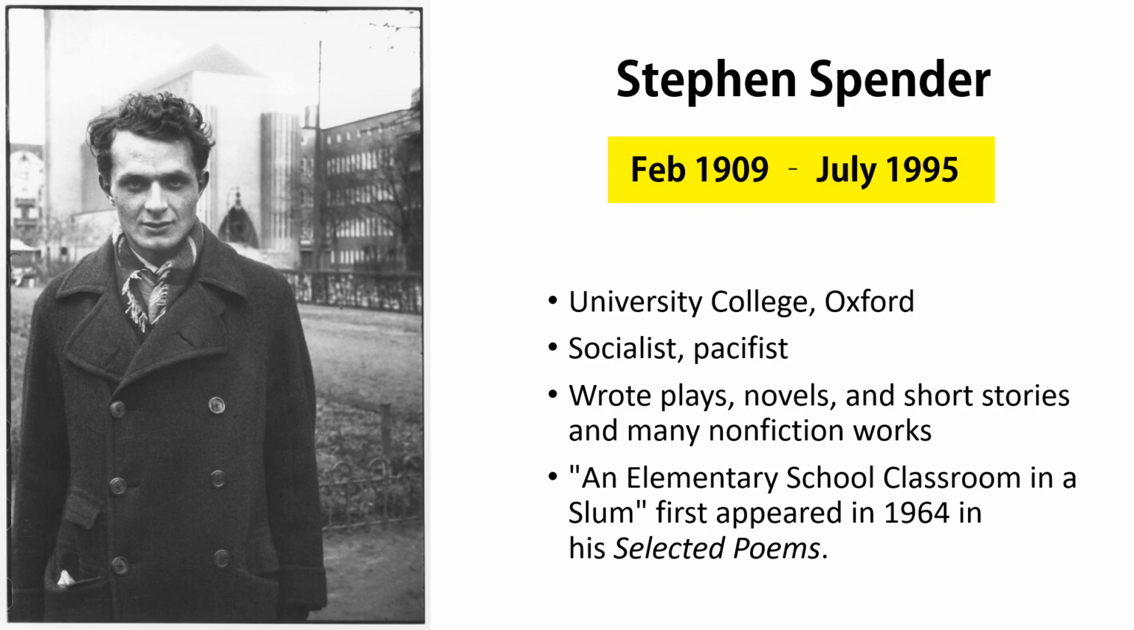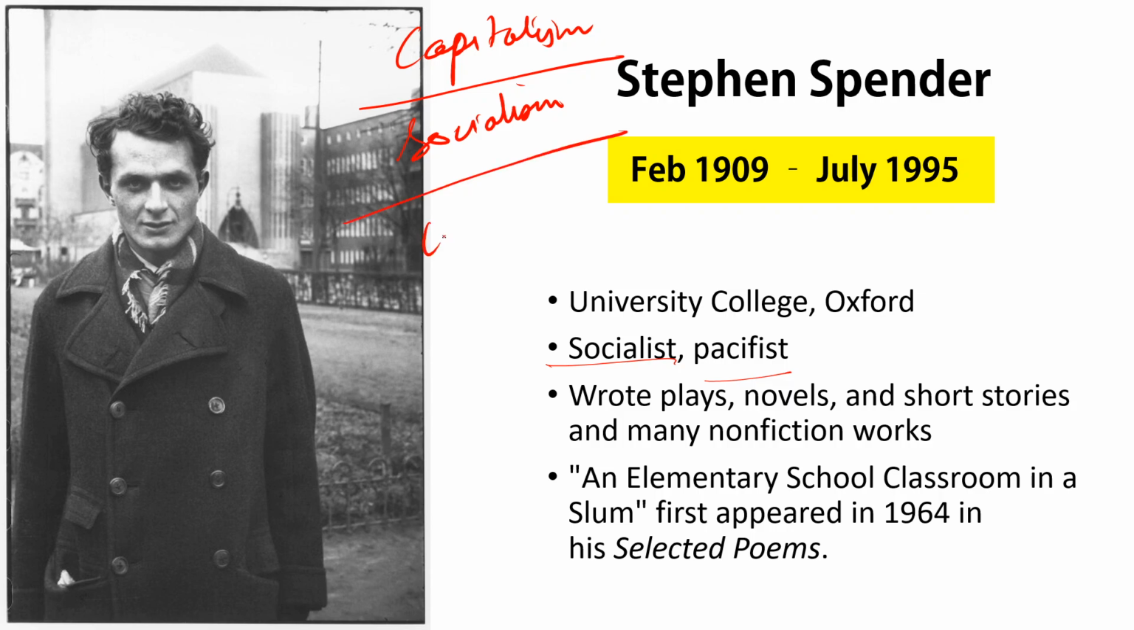Now, his ideologies, if we want to talk about, were mostly socialism, and he was a pacifist. Okay, he was interested in socialism. I think we have discussed socialism. So, just to give you a brief summary, we have capitalism, then we have socialism, then we have communism.